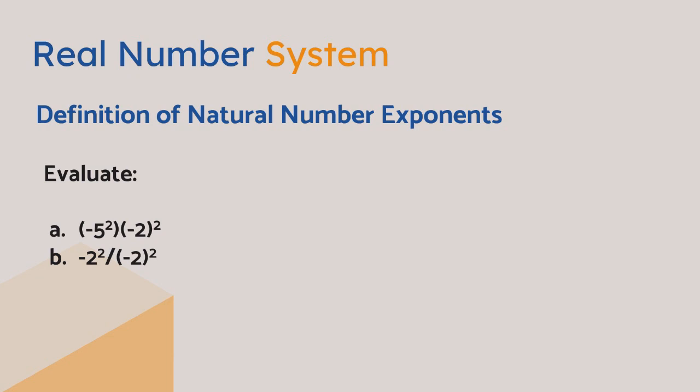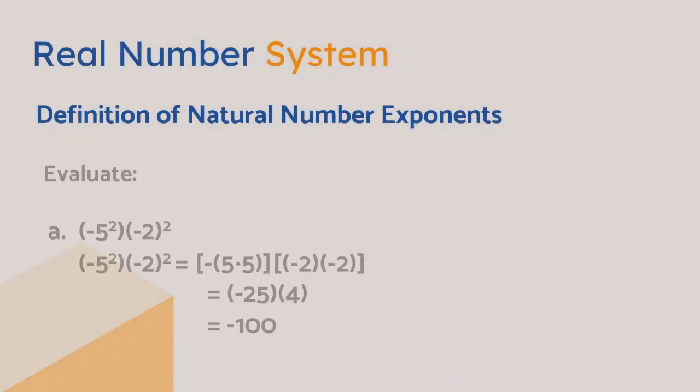The first one first, we have -5 squared multiplied by the quantity -2 squared. So notice that in the first one, the negative sign is not included, so it's outside. It's 5 times 5, which results in -25. And the second one is -2 times -2, which results in +4. The answer is -100. Our last example.